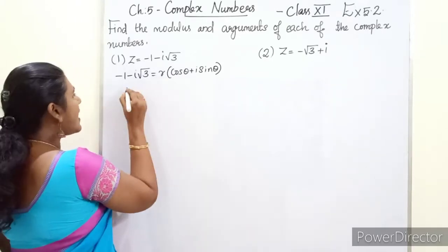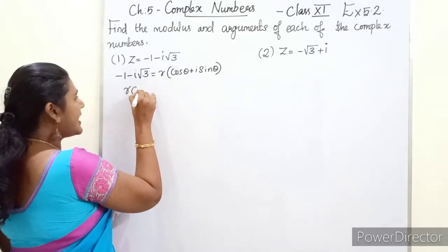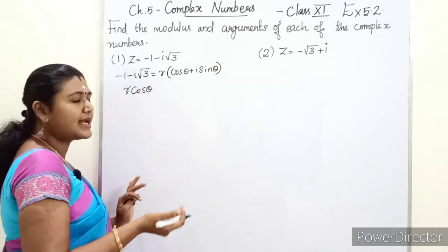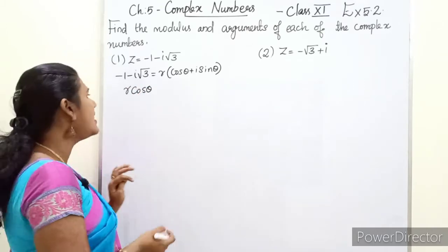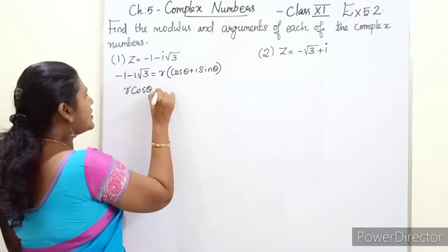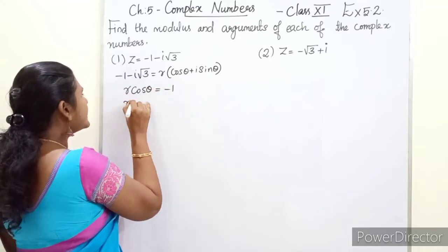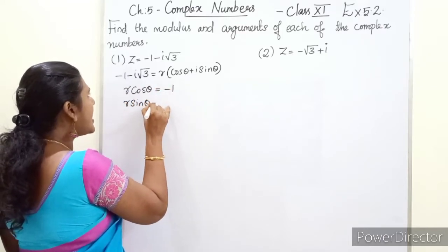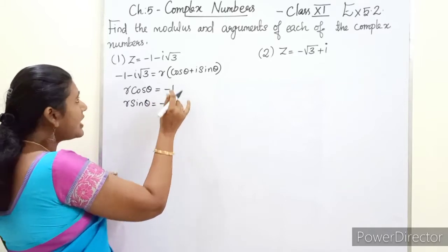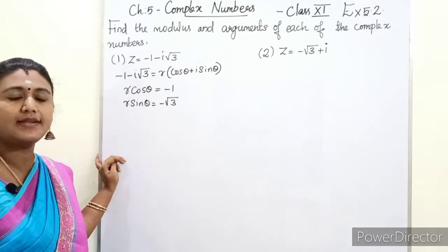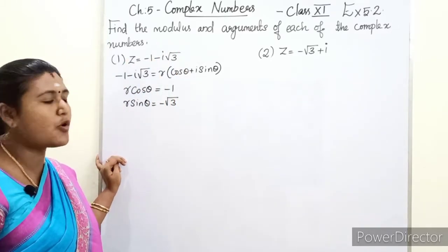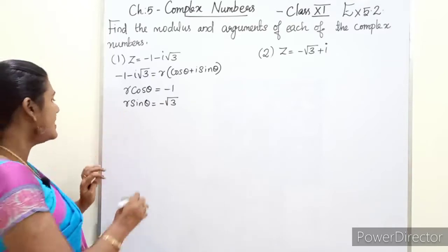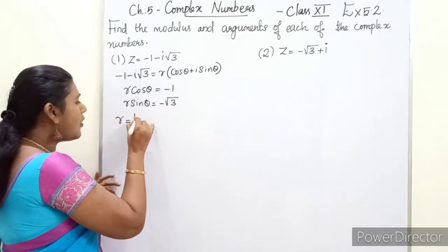From this, what is r cos theta? We will compare the like terms, that is, equate the real part and the imaginary part. So r cos theta is equal to minus 1, and r sin theta is equal to minus root 3. Now, first we have to find the modulus of the complex number. Modulus is the value of r. So r is equal to mod z.